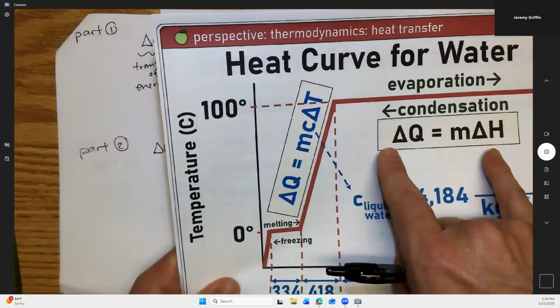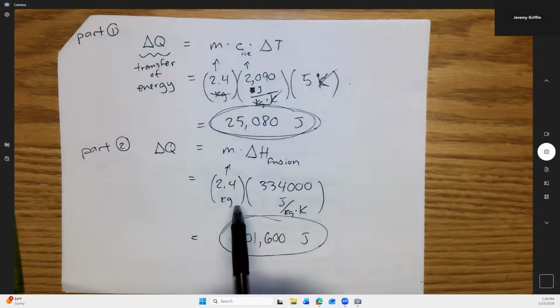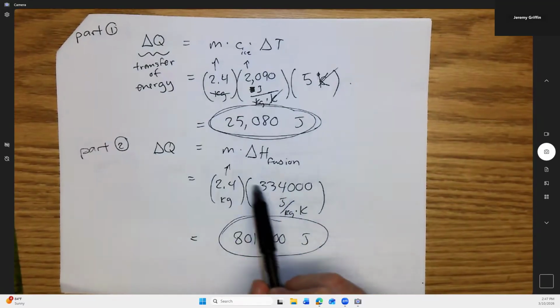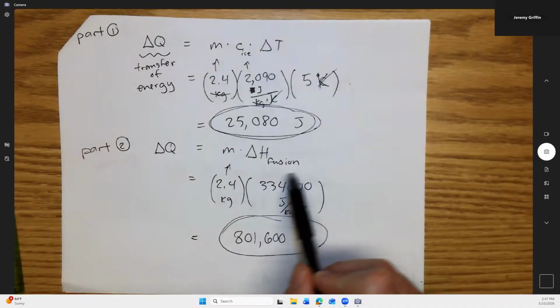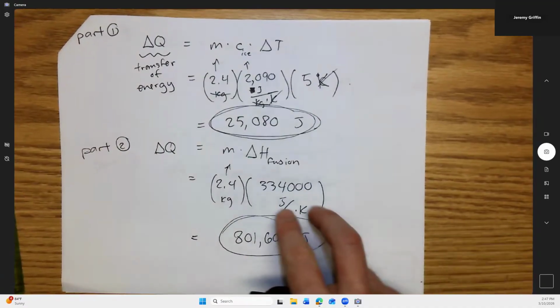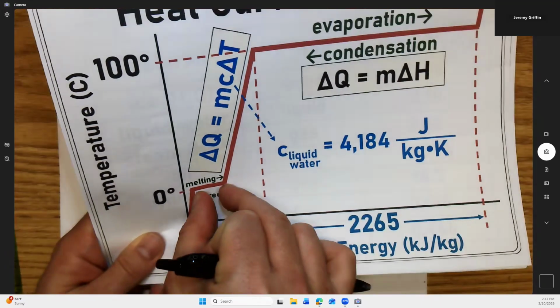So the melting part, anything that is flat like here, we've got delta Q equals m delta H. So here's the mass of the ice cube. I'm going with 2.4 kilograms. And then delta H is the heat of fusion. There's one value that applies to melting, and another that applies to boiling. They're different numbers. Basically, you can think of it this way: how long is this little flat curve right here? How long is that?